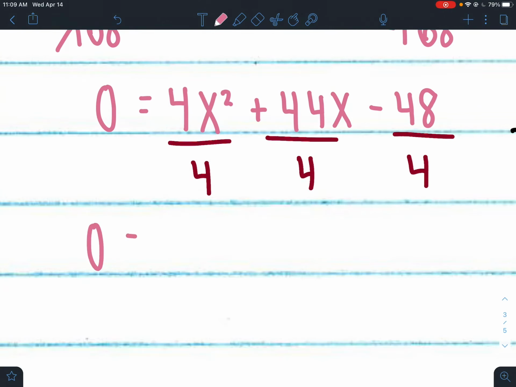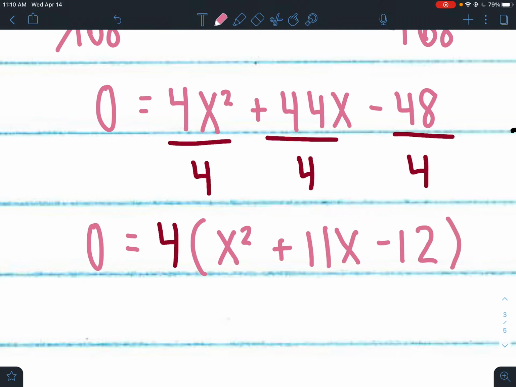So we have 0 equals on the outside still. Our greatest common factor is 4. We put that on the outside of our parentheses, and then we simplify. 4x squared divided by 4 is x squared. 44x divided by 4 is 11x. And then negative 48 divided by 4 is negative 12.